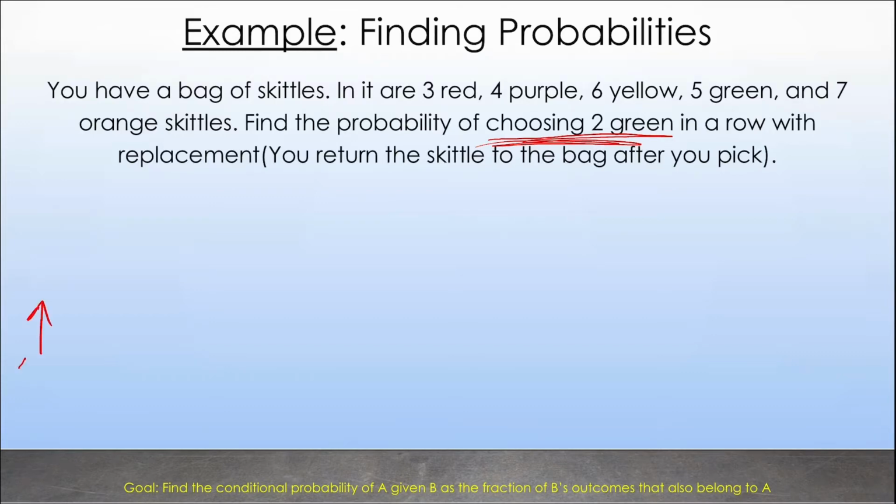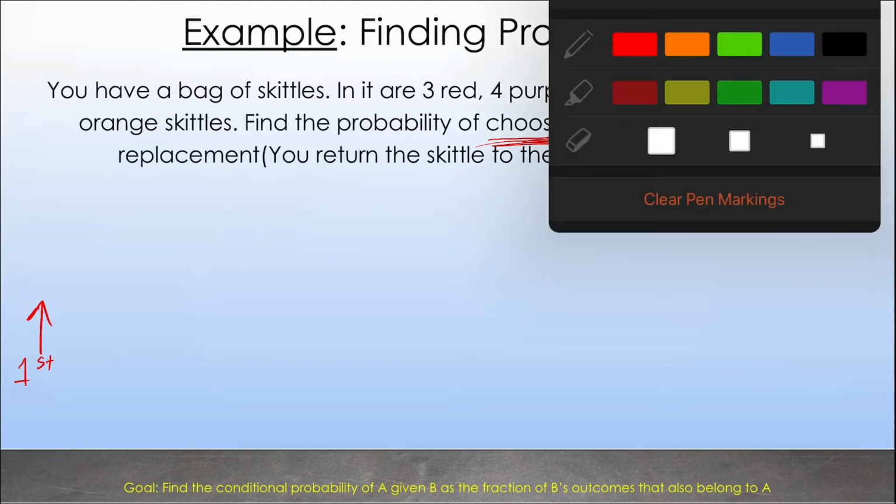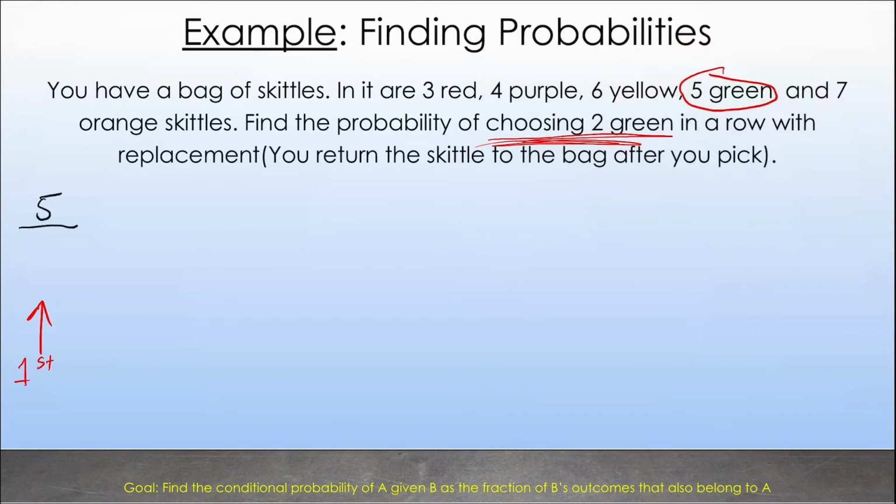So let's see how we do this. So on my first draw, what is my probability of getting a green Skittle? Okay, well, I have 5 green Skittles in the bag, and there's a total of 3, 7, 13, 18. I believe that's 25. Let me make sure. I believe it's 25. 3 plus 4 plus 6. 25, okay.